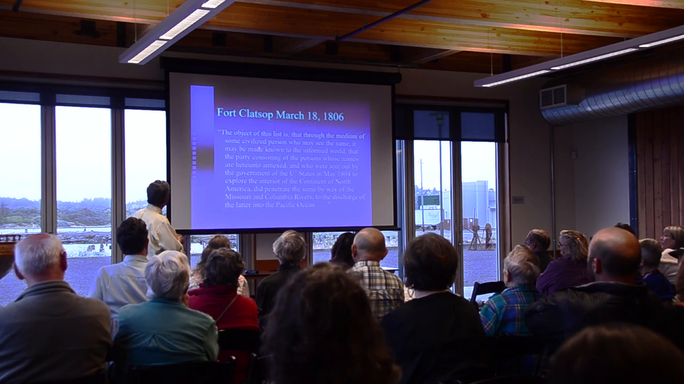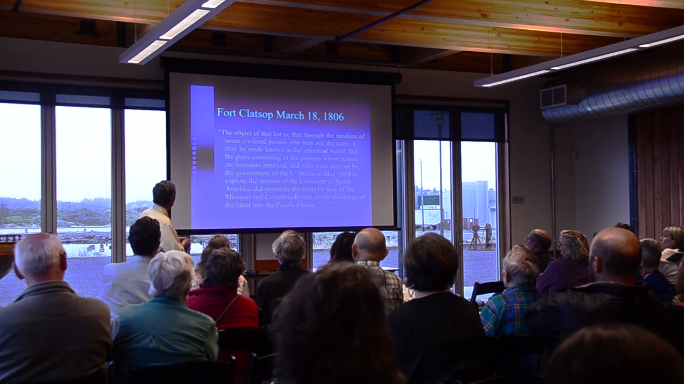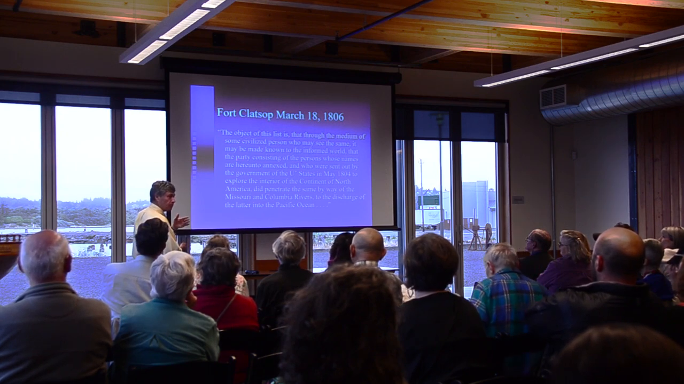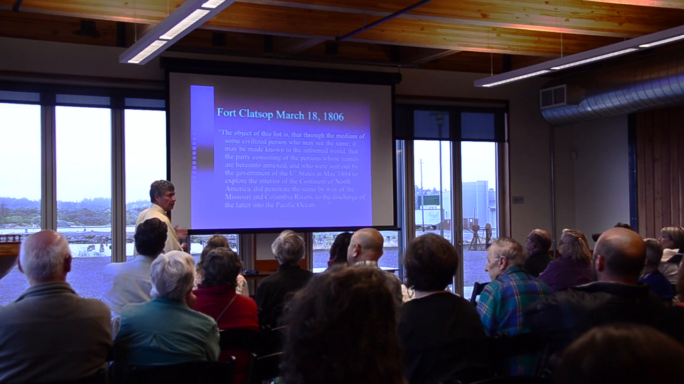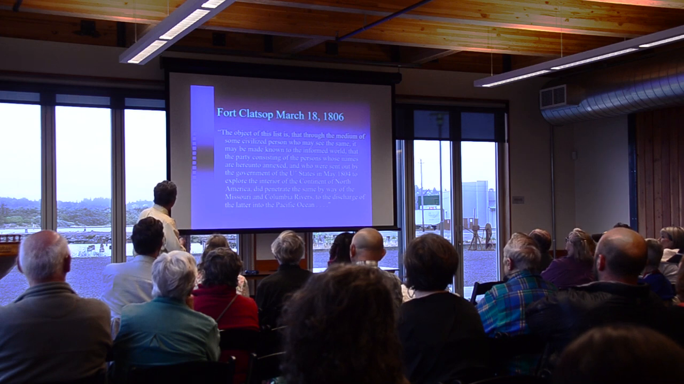Anyway, some civilized person will tell the informed world about this party. And on the back of this document, folks, they wrote the names of all 33 people that went with Lewis and Clark. Counting Lewis and Clark, there were 33 people. Sacagawea, the baby Pomp, Clark's slave York, their names were all on this list.